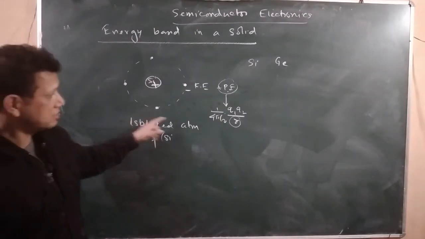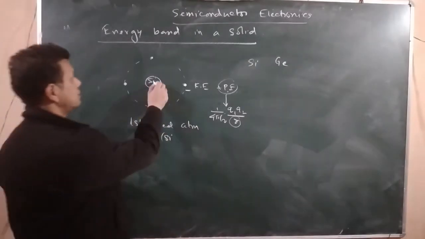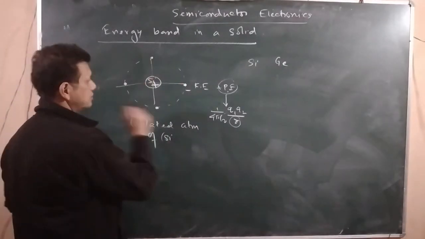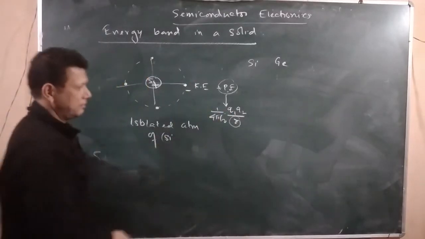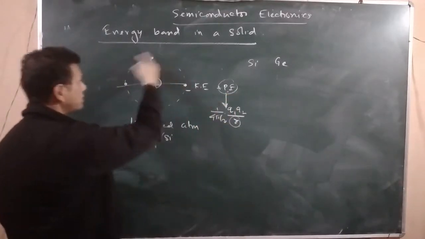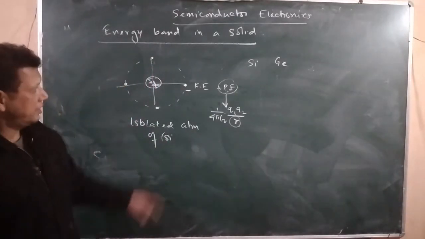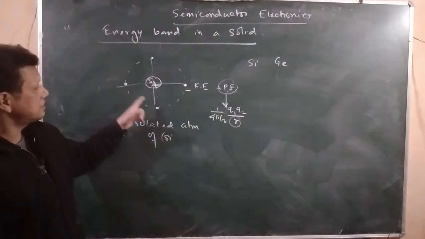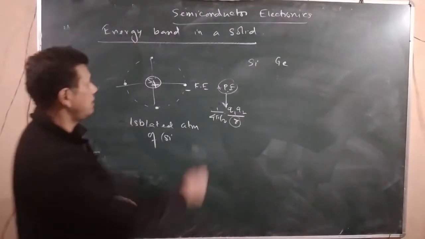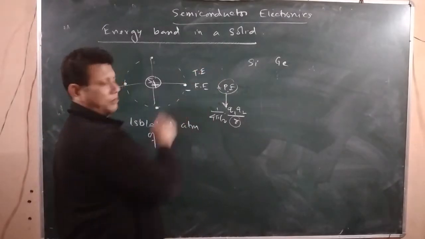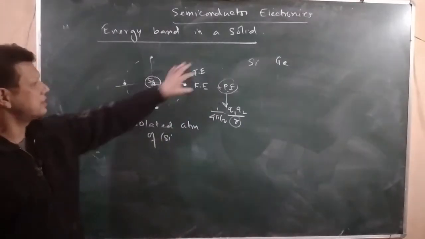Why? Because the distance of each of these valence electrons from the nucleus is also the same. The potential energy depends on the distance, which is the same, and the charges q1 and q2, which are also the same. So definitely the potential energy of each of the valence electrons is also the same. From this we have learned that each of the valence electrons of this isolated atom of silicon has the same total energy, because total energy is the sum of this energy and this energy. So each valence electron has the same total energy.